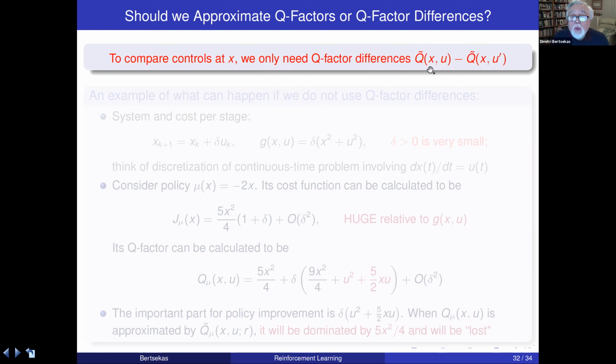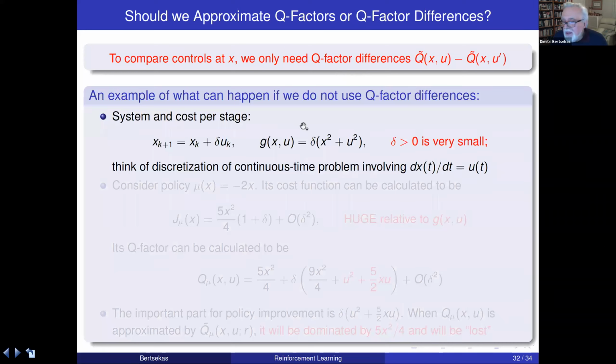Why do we train? Why do we construct cost approximation, Q-factor approximations? We do it in order to compute controls online by approximation in value space. On the other hand, to compare controls at a state X, it is sufficient to have the Q-factor differences. In other words, if this difference is positive, that says that U prime is better than U. And if you are interested in finding the optimal U, it's sufficient to have the differences of Q factors. Whether you have Q factors or Q factor differences, you're going to get the same result. But what happens to training in this light?